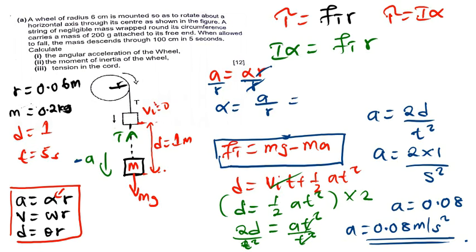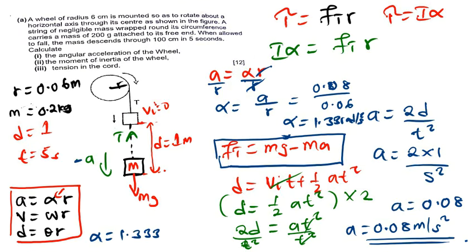So A is 0.08. R is 0.06. So my alpha will be 0.08 divided by 0.06, which is 1.33 rad per second squared. I'll put it here. So my alpha is 1.333, so I can put it in 3 decimal places. Rad per second squared. Now I'm done with that.